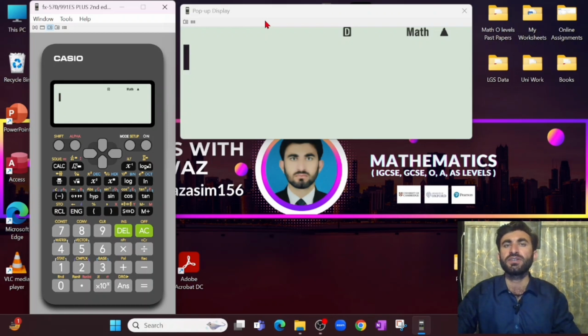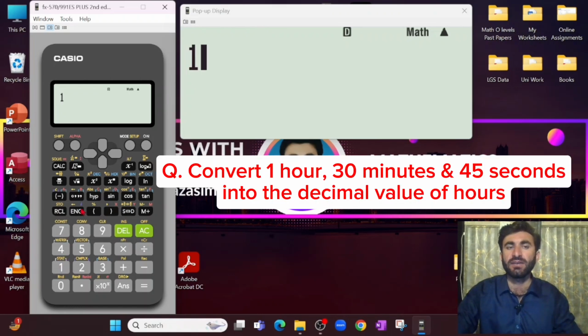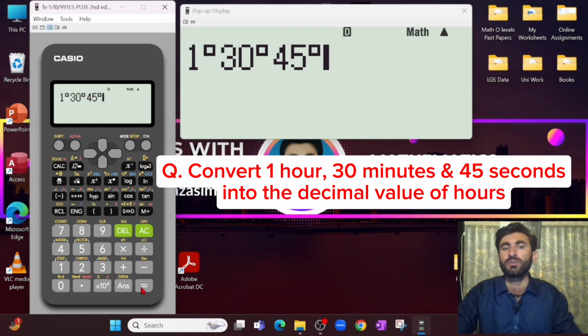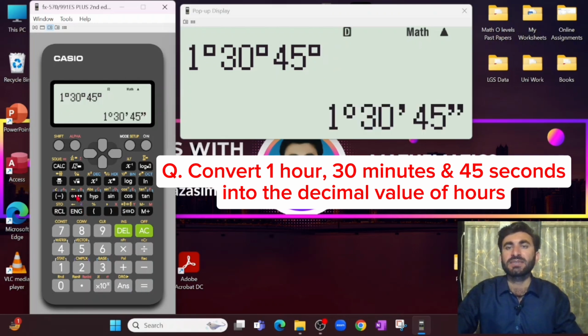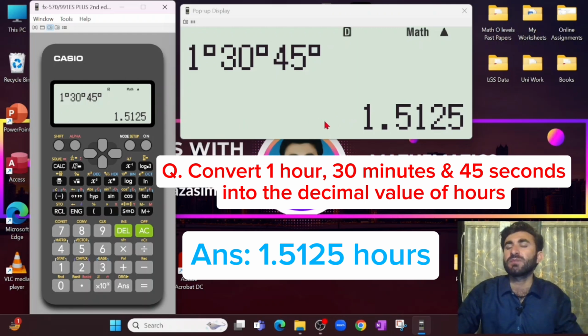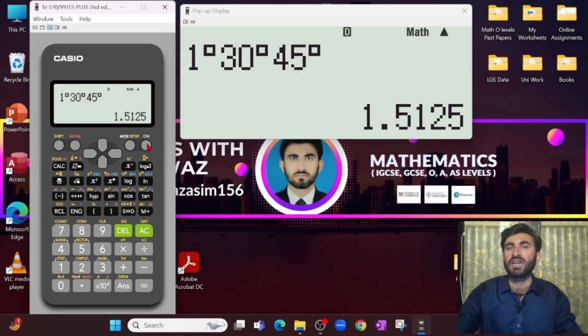And in order to convert that hours, minute, and second value into decimal value of hours, first we need to write it. Like I have taken 1 hour, press this one, then 30 minutes, press it once again, and that, let's say it is 45 seconds, and press it once again. Now press equal to, and again press that second button in the third row, and it will automatically convert into the decimal value of hour. So it is 1.5125. So that's how we convert from hours, minutes, and seconds into the decimal value of hours.